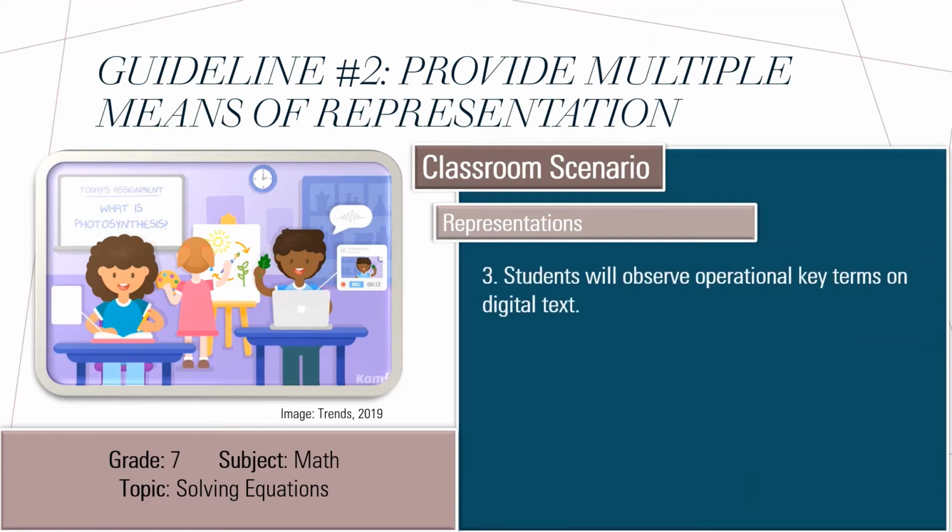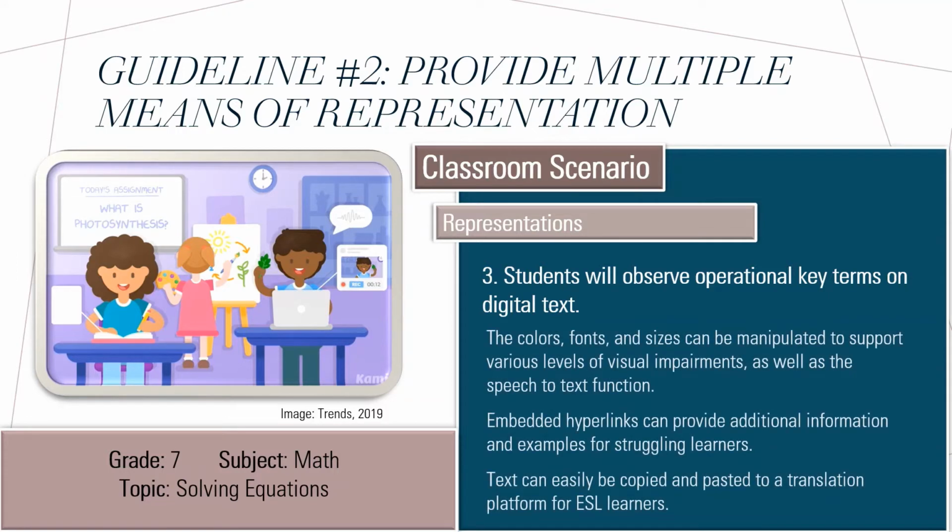Another idea is for students to observe operational key terms in digital text. In digital text, the colors, the fonts, and the sizes can be manipulated to support various levels of visual impairments and speech-to-text functions. Also, embedded hyperlinks can provide additional information and examples for struggling learners, as well as enrichment for students who are ready to move on. The text in a digital text can easily be copied and pasted to a translation platform for ESL learners.